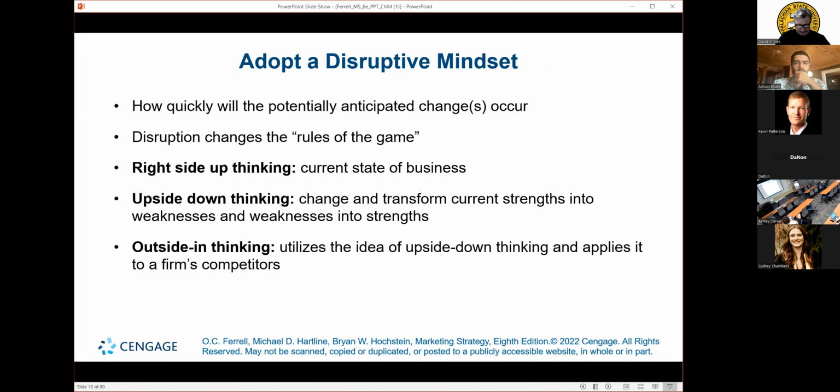The last thing is that you need to adopt a disruptive mindset. You have to be willing to change the rules of the game if you're going to achieve success. Right side thinking is the current way that business is done. It is the way that it is accepted now.